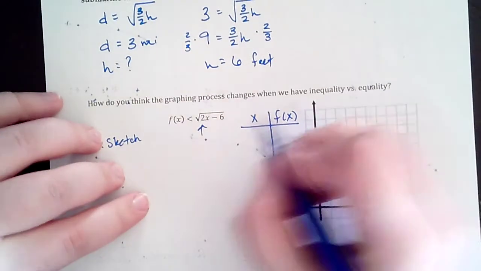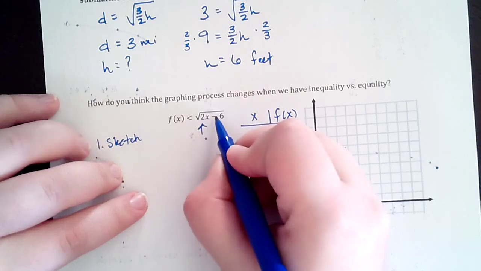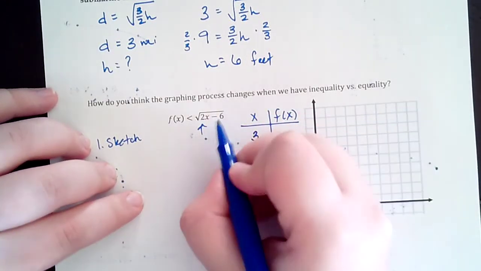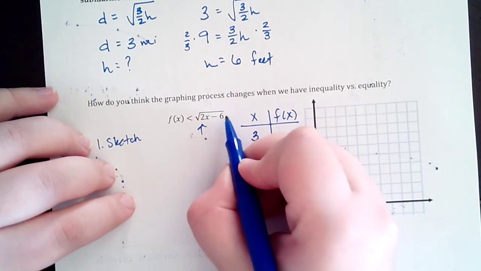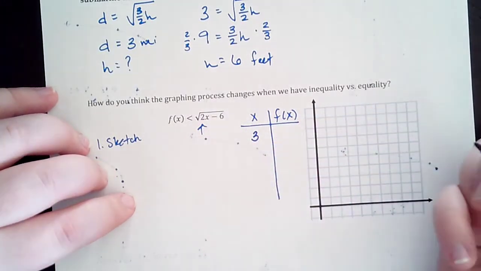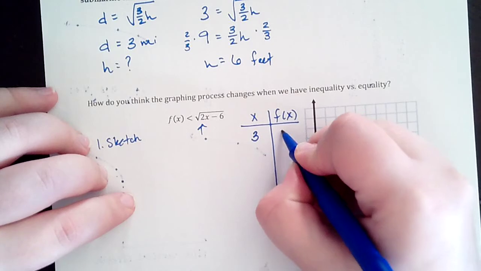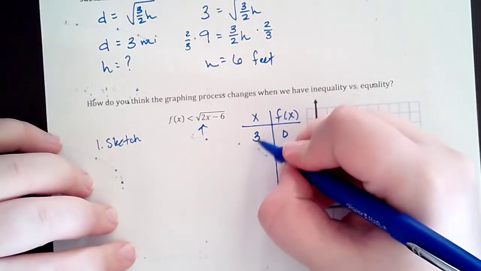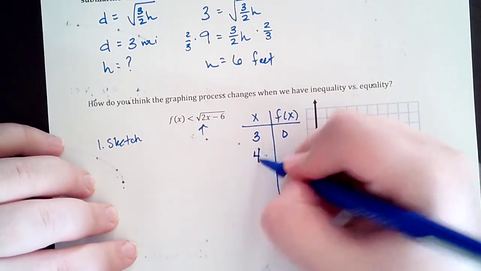The first number I could possibly put in where I would not have a negative is the number 3. Because when I plug 3 in for x, I get 6 minus 6 is 0. Square root of 0 is 0. So 3 is a nice one. From there, I'm just going to start putting in numbers because that's the lowest I can go, so I know I can definitely go higher.